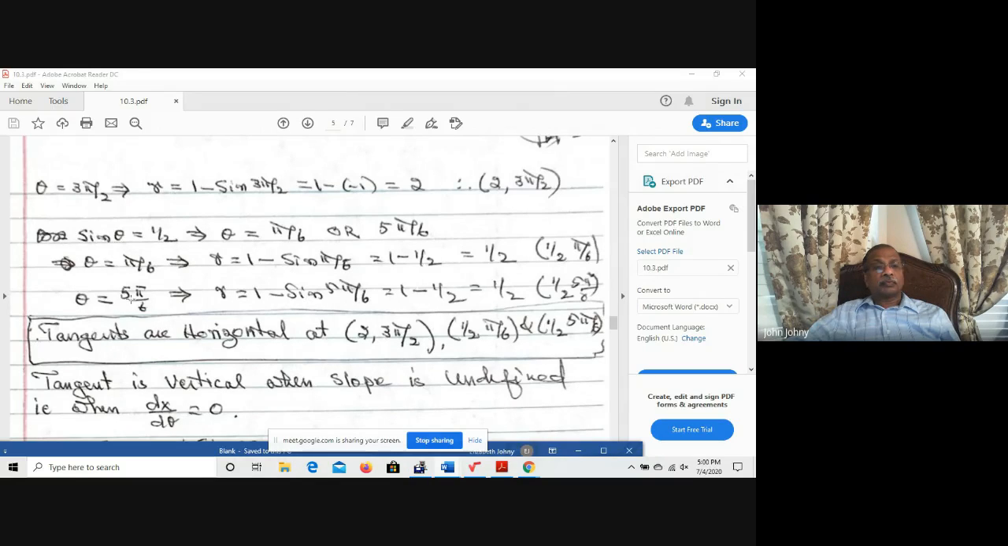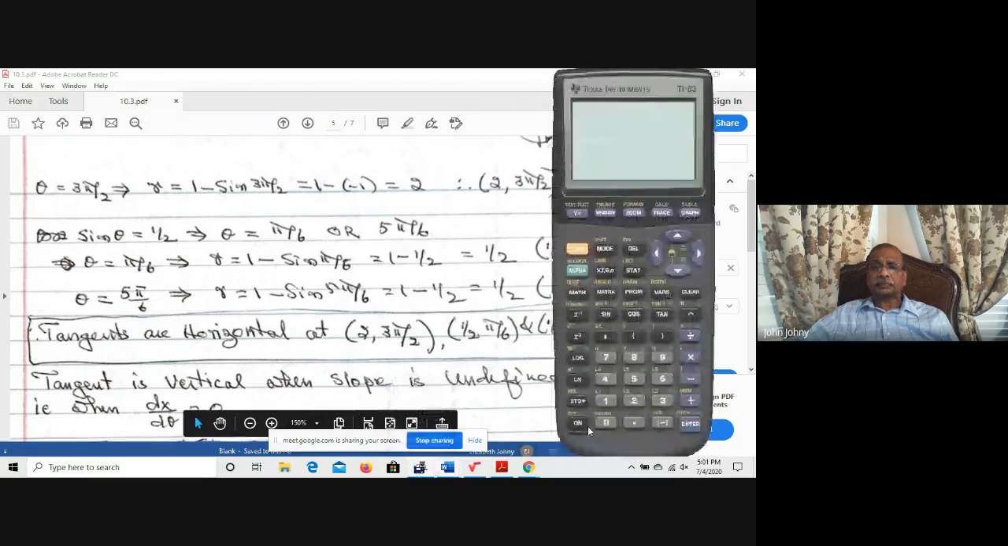Theta is equal to 5 pi over 6 implies r is equal to 1 minus sine 5 pi over 6, that is 1 minus 1 half, which is again 1 half. So that point is (1 half, 5 pi over 6). So the tangent lines are horizontal at (2, 3 pi over 2), (1 half, pi over 6), and (1 half, 5 pi over 6). Now let us see the graph and make sure that our conclusion is right.